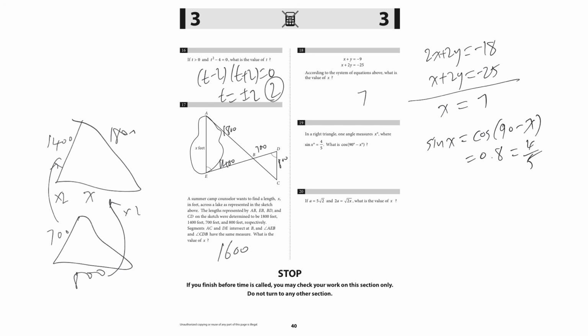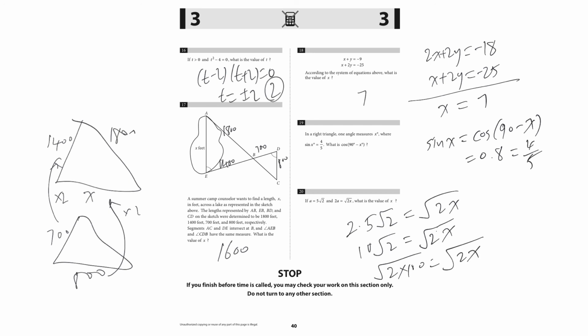If a is equal to 5 root 2, 2a is equal to root of 2x. Let's just plug it in. So 2 times 5 root 2 is equal to root 2x. So that's 10 root 2 is equal to root 2x. And if I bring the 10 in, that means 2 times 100 is equal to 2x. So x is equal to 100.